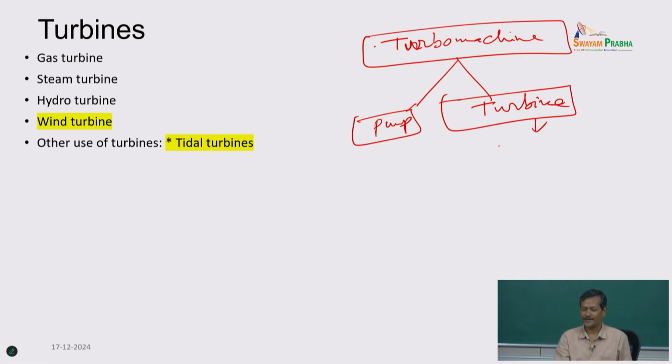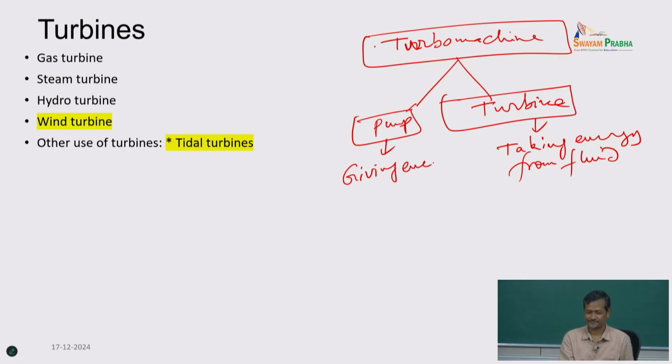Turbine means taking energy from fluid, and pump is giving energy to fluid, just the opposite. Normally I use the term pump for liquid pumping. When you are giving energy to gas, we say compressor or blower or fan. So other terms you can also use, like compressor, blower, fan.